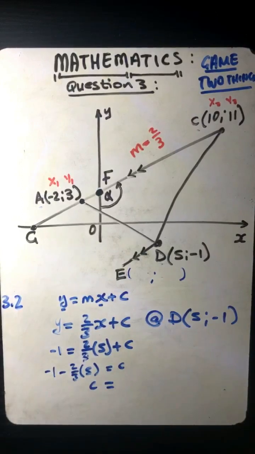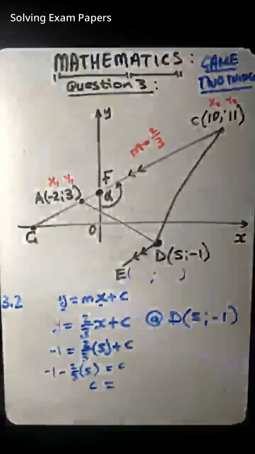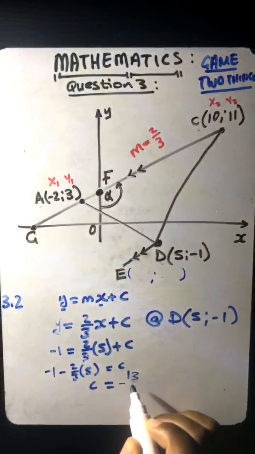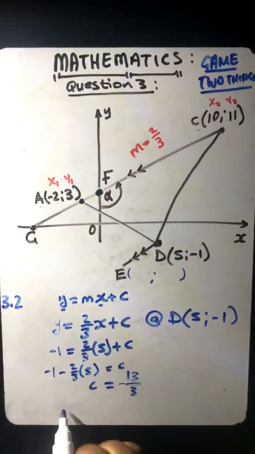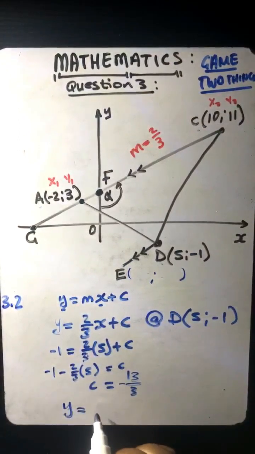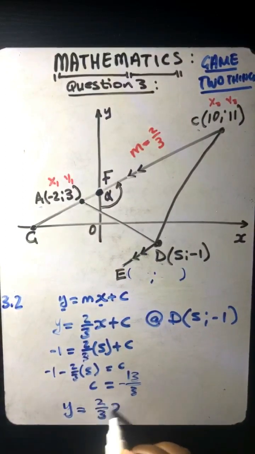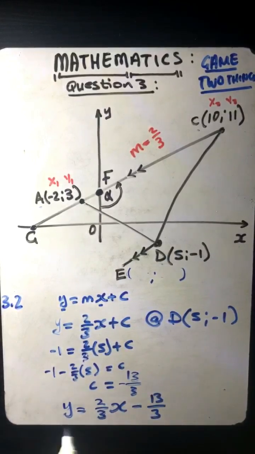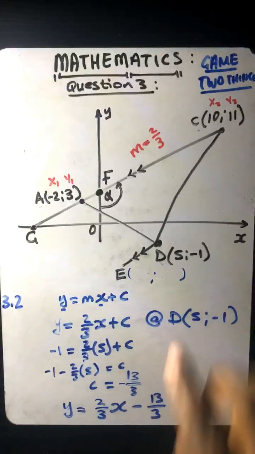So what is the c value, for those of you who have calculated it? What is the c value? -13 over 3. Is the honorable member correct on that one? Yes, she's correct. So that means y is equal to 2 over 3 x minus 13 over 3.